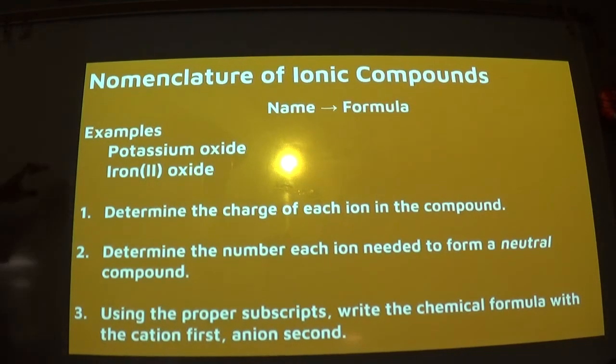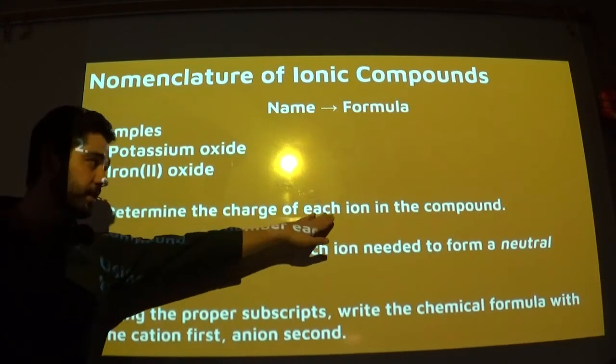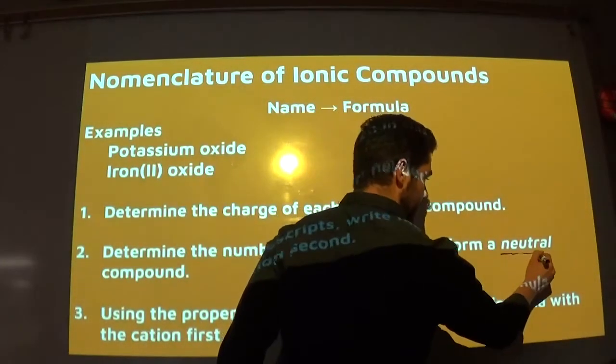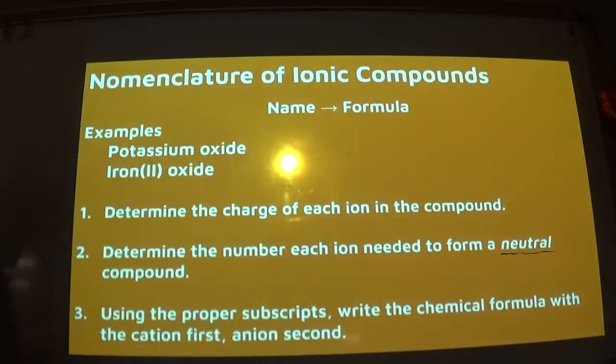Okay, so if I give you some names, you need to be able to figure out the chemical formula. Okay? These are the steps we're going to follow. We need to figure out the charge of each ion. How many do I need to make a neutral compound? So we're always going to be neutral. Okay, and then I'm going to write the chemical formula: cation first, anion second.